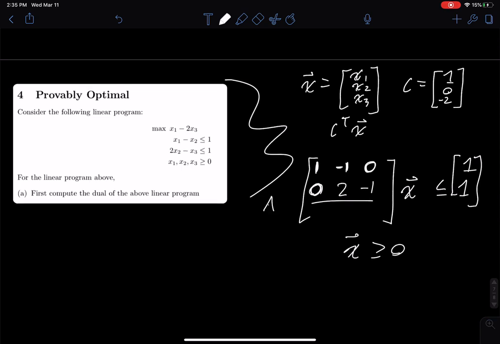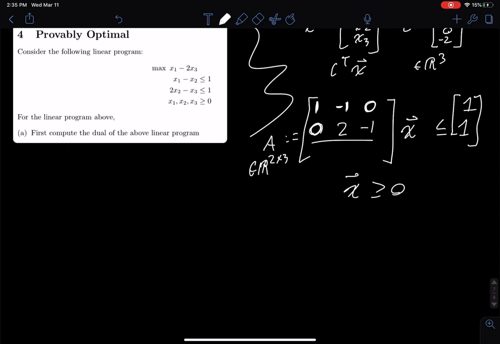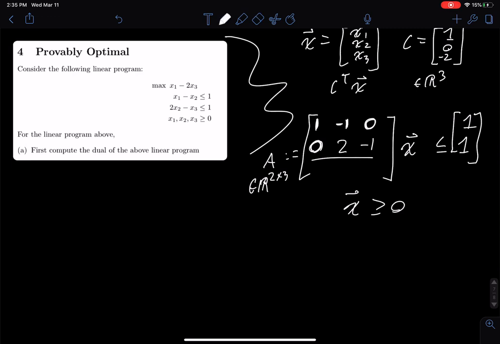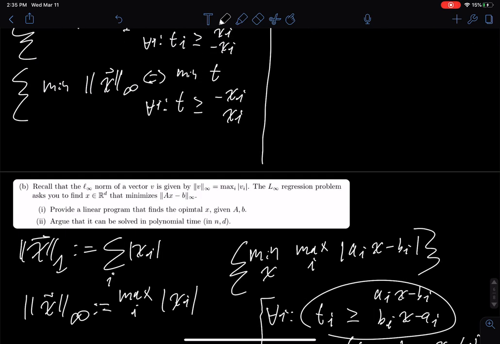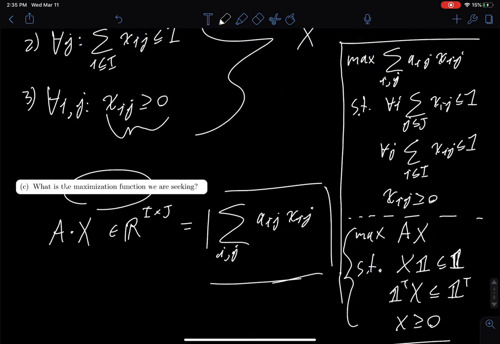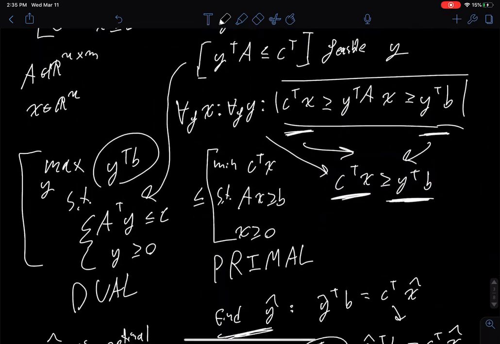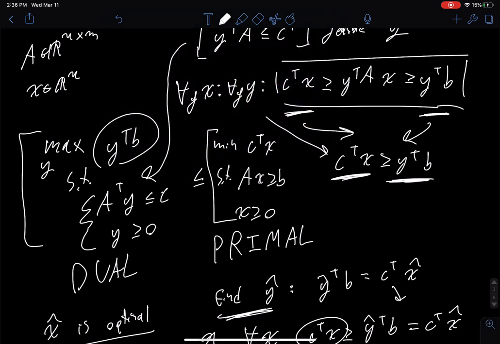So, defining A to be this 2 by 3 matrix, and c to be this R3 vector, we can express this linear program up here simply as maximize c transpose x subject to Ax is less than or equal to b, and x is greater than or equal to 0. Looking back above at what we just derived, we can see that this matches up with this form of the primal.